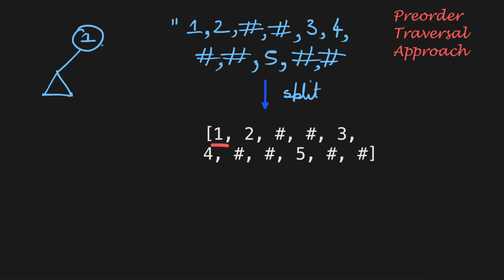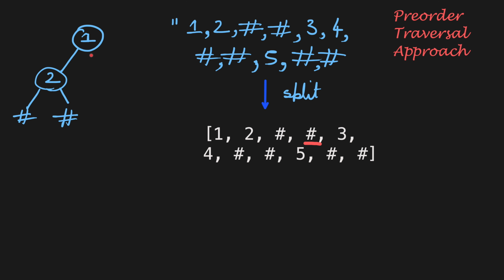So let's go to the left where we pop out value 2. So we will create node 2 as the left child of node 1 and go to the left of node 2 and pull out the next value from the queue, which is hash, which will result in a null node. And here we have hit the dead end. So we backtrack and come to node 2 and go to its right where we pull out the next element from the queue, which is hash again. So we add the right child as null. And now node 2 is fully constructed.